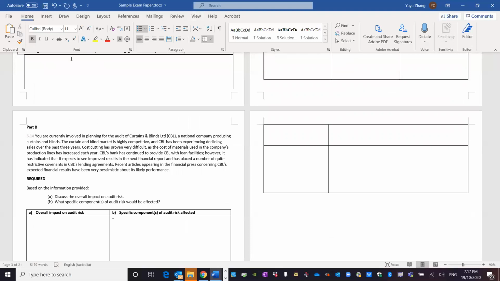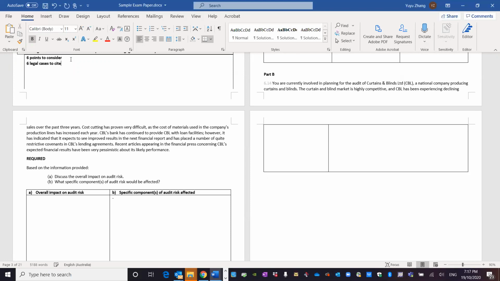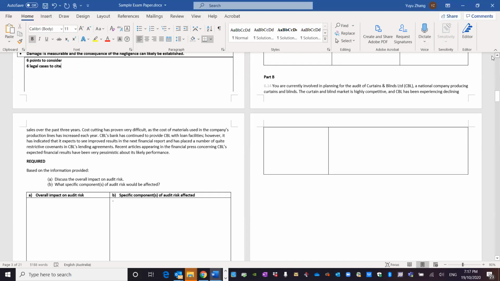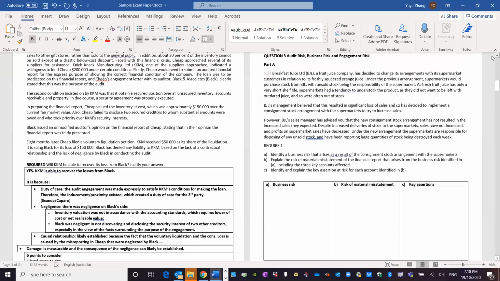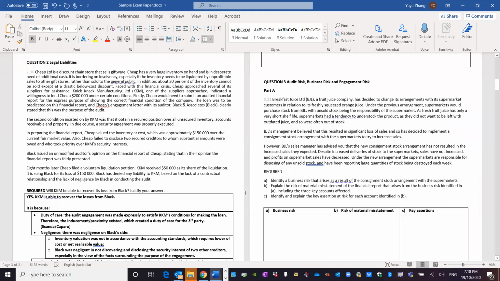So in this type of question, what are the key points? We have 6 points to consider, right? We have 6 legal cases to cite. So I think that's the basic for answering this type of question. So for the legal liability question, is this okay? It is very important. You need to give a very clear answer regarding yes or no, right? Yes or no.